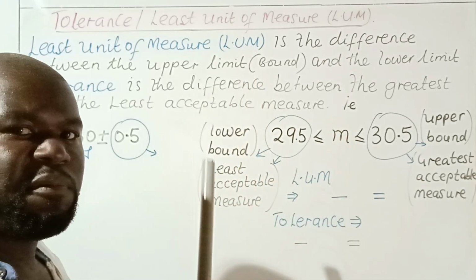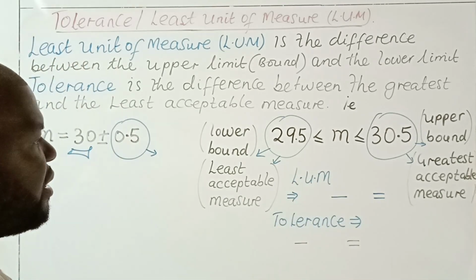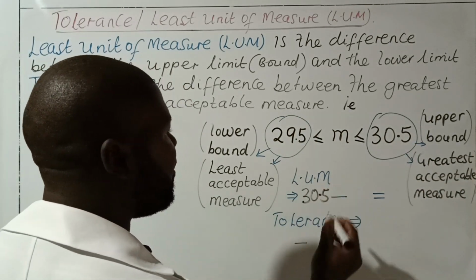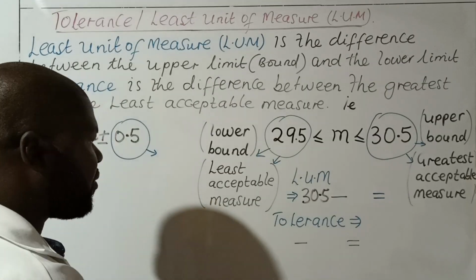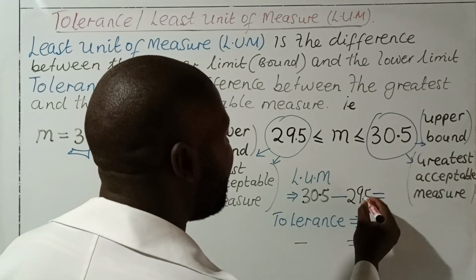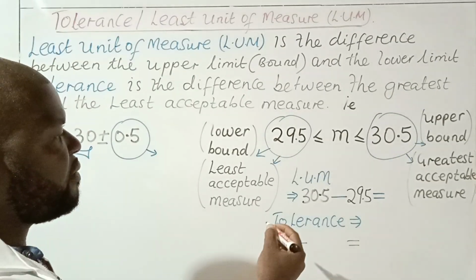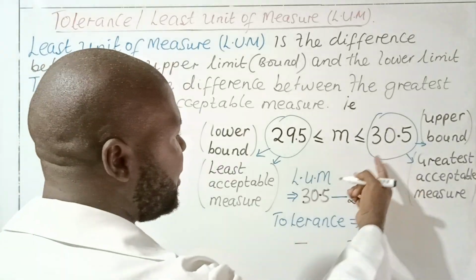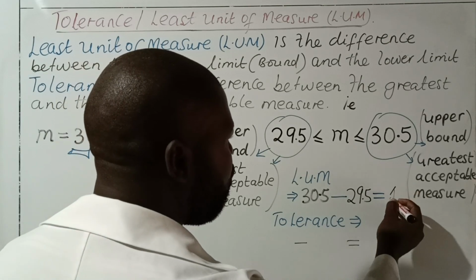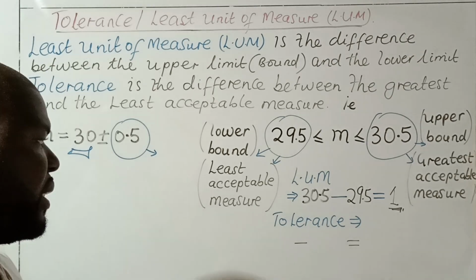Based on that definition, our least unit of measure will be given by the upper limit, 30.5, and the lower limit, 29.5, and let's get the difference. When you get the difference between the upper limit, 30.5, and the lower limit, 29.5, we are getting 1. So 1 is the least unit of measure.